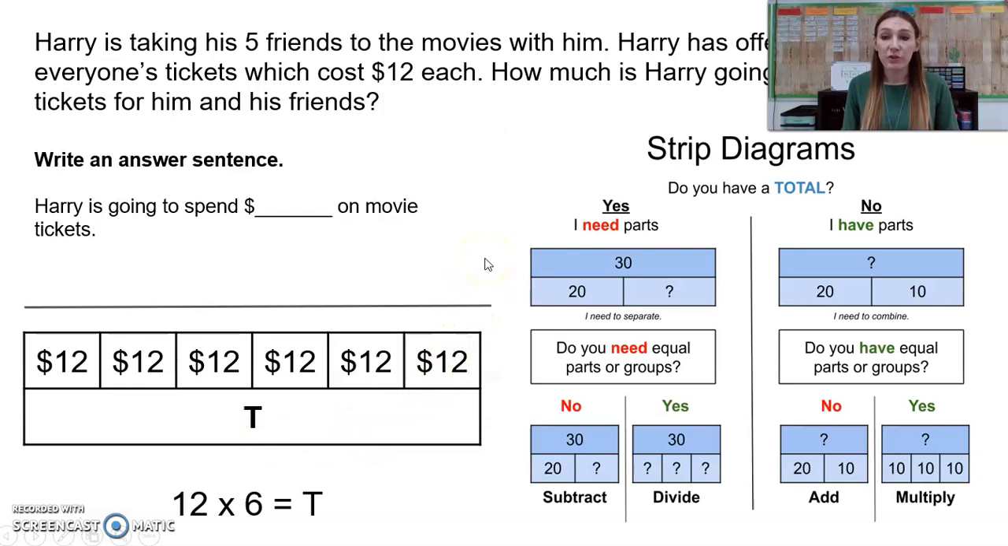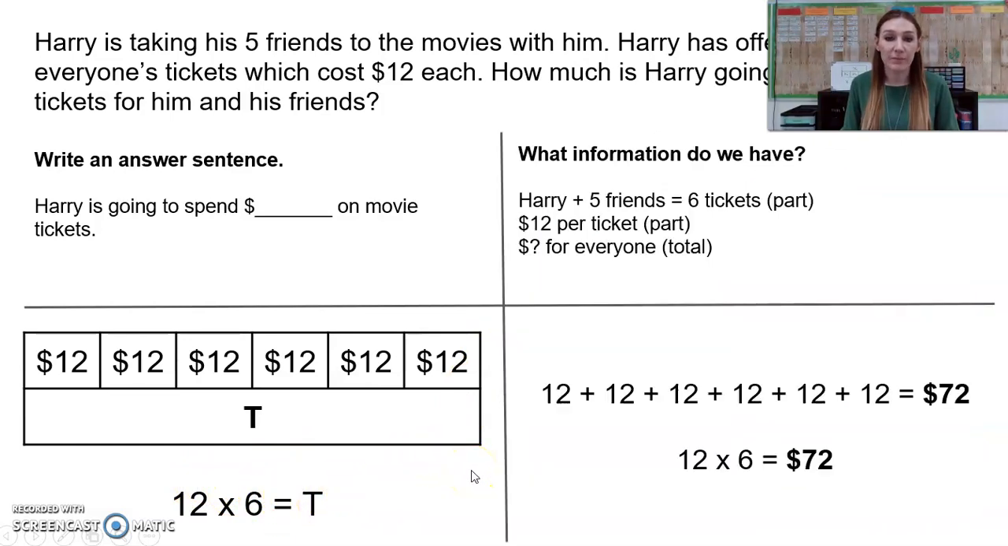Let's go ahead and look at our strip diagram anchor chart and see if we can figure out our equation. So we first need to ask ourselves, do we have a total? We do not. We don't have a total. So then we need to ask ourselves, do I have equal groups or parts? I do. All of my groups or my parts are equal. So that means I'm going to be multiplying. So for my equation, I can write 12 times 6 equals T, or the amount of money spent on tickets.